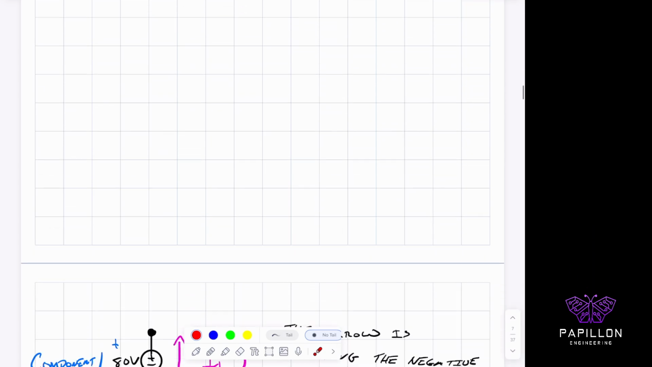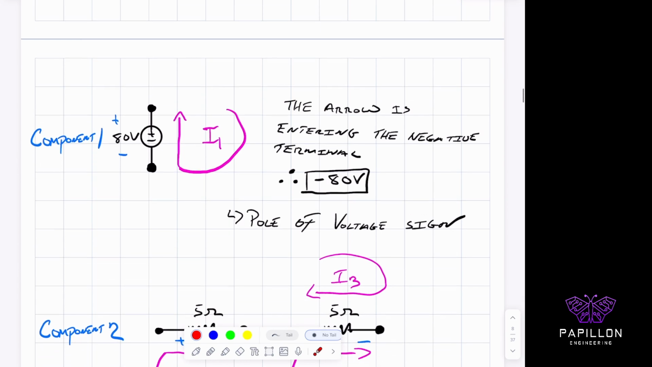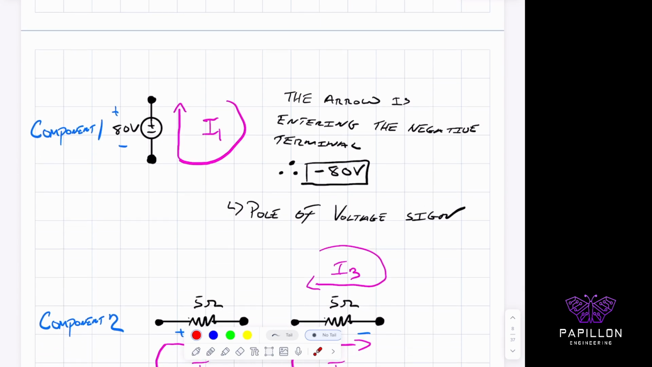So what that means is that if we were to start at position A, and we're going clockwise around this loop, how do we identify it? That first component is being read as minus 80 volts. And the reason, again, is because the first pole that we see here is a minus sign.